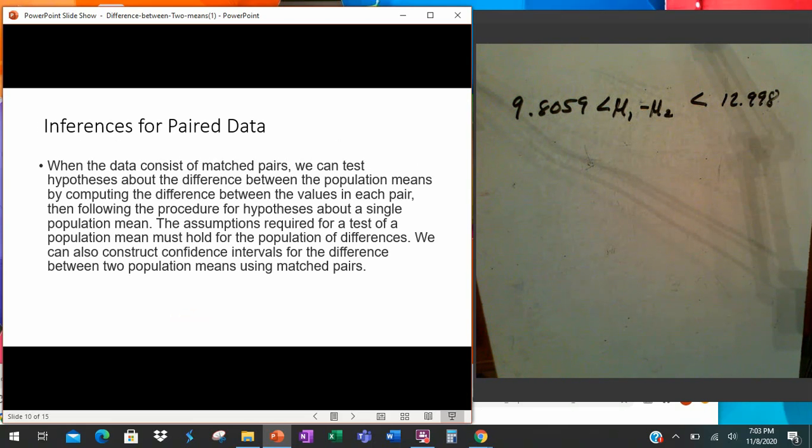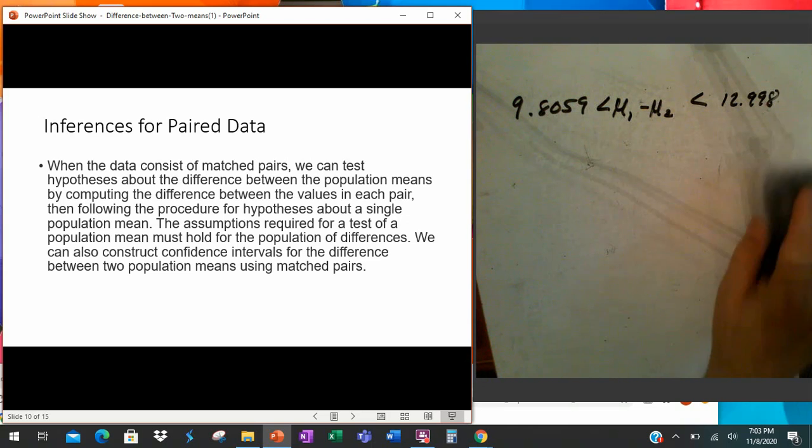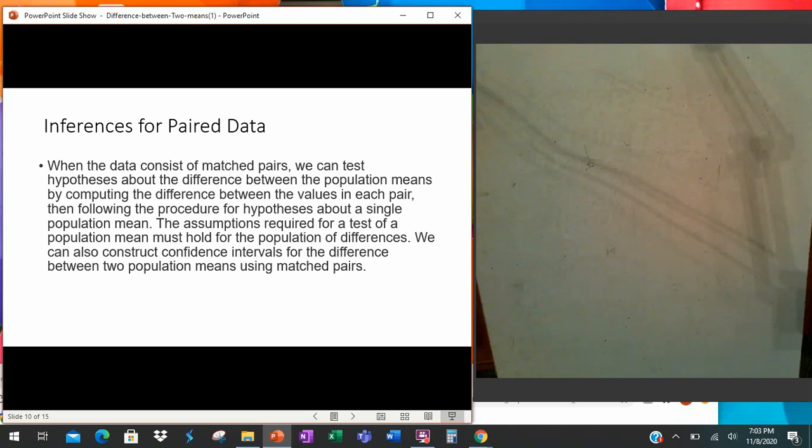How about inferences for paired data? Inferences are basically hypothesis testing and confidence intervals. I use data from a sample to determine information about the population. That's what inferences are: I infer something based on the samples. When the data consists of matched pairs, we can test hypotheses about the difference between the population means by computing the difference between the values in each pair of data, and then following the procedure for a hypothesis test about a single population mean.